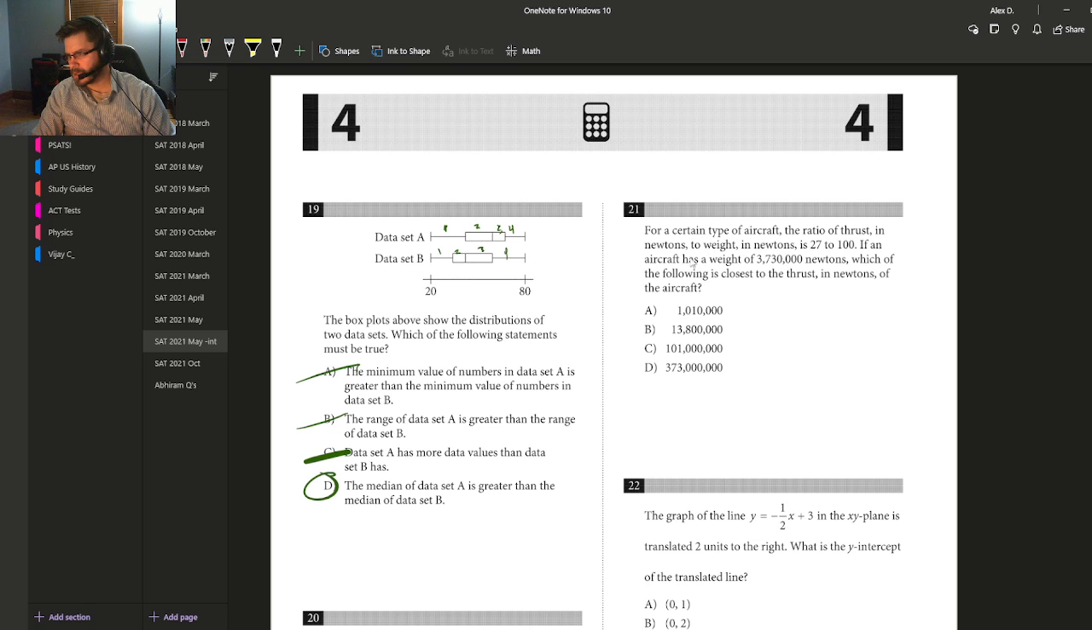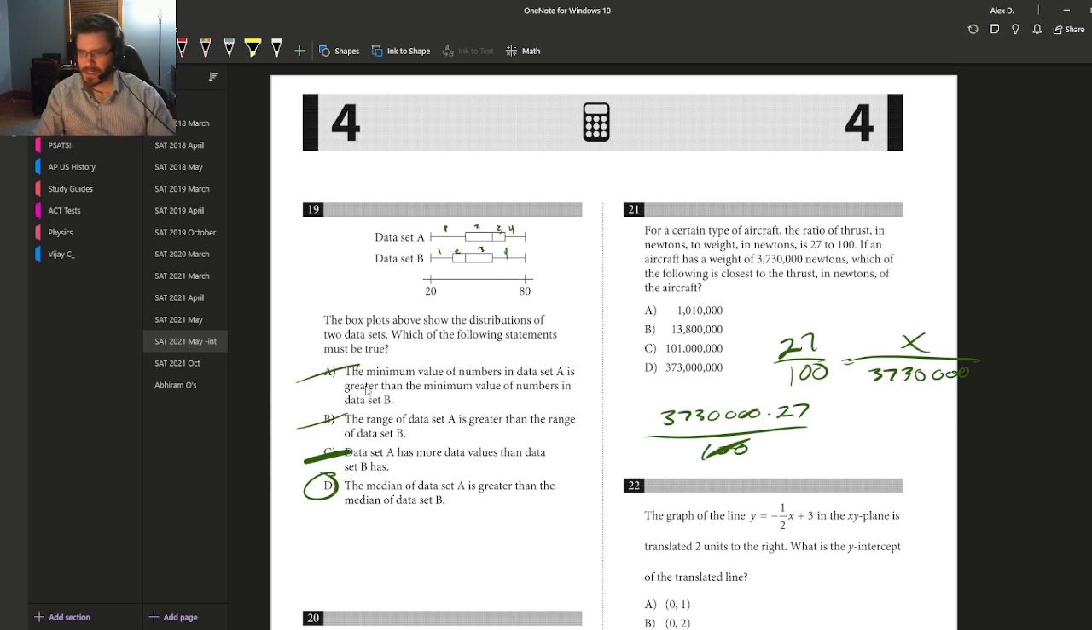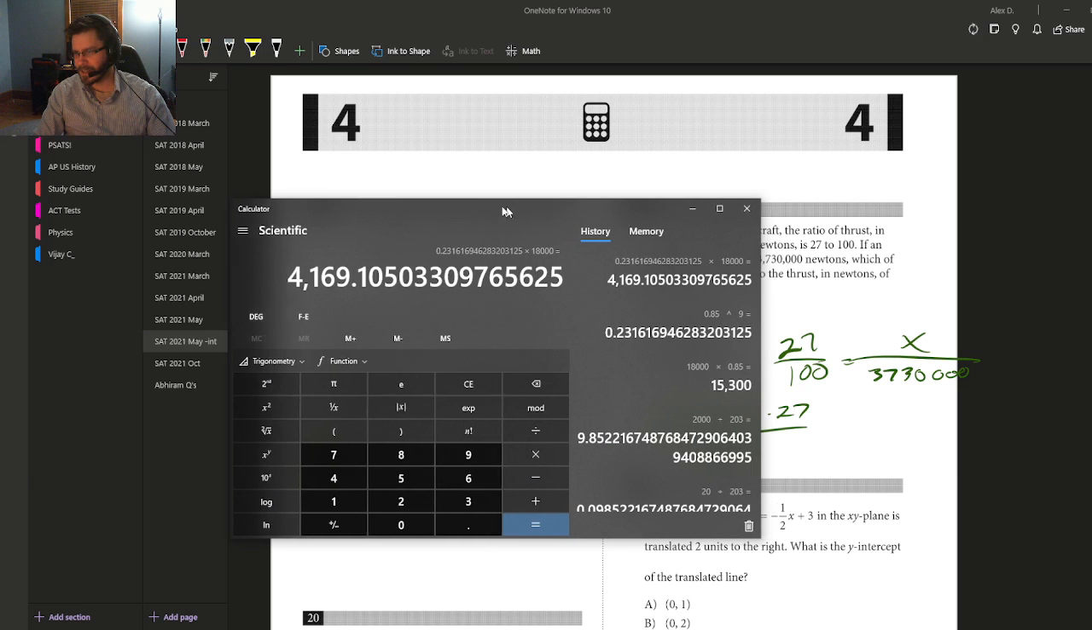Certain types, who cares? If an aircraft weighs that much, which of the following is close to the thrust? Feels like a proportion. Yep, the ratio is 27 to 100. Thrust to weight, they give us the weight, 373,000 to x. Multiply that over, glad this thing is in the calculator part. 373,000 times 27 over 100. Naturally cancel off two of the zeros and bust out the good old calculator.